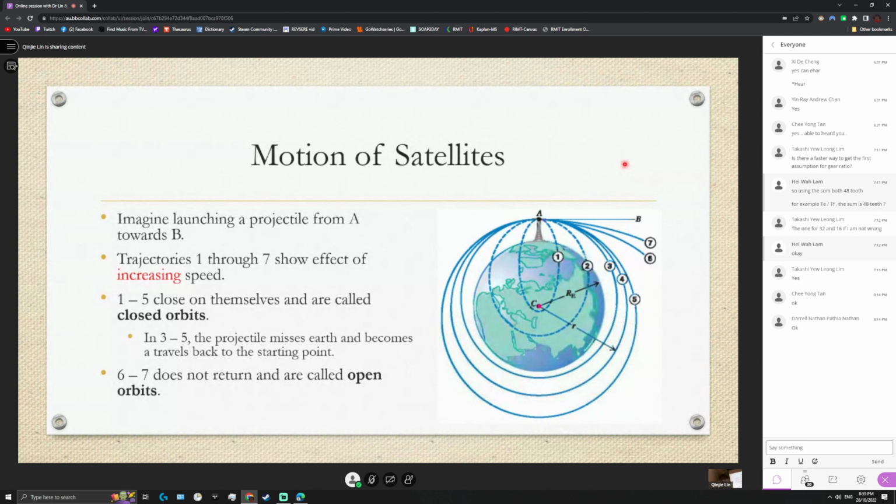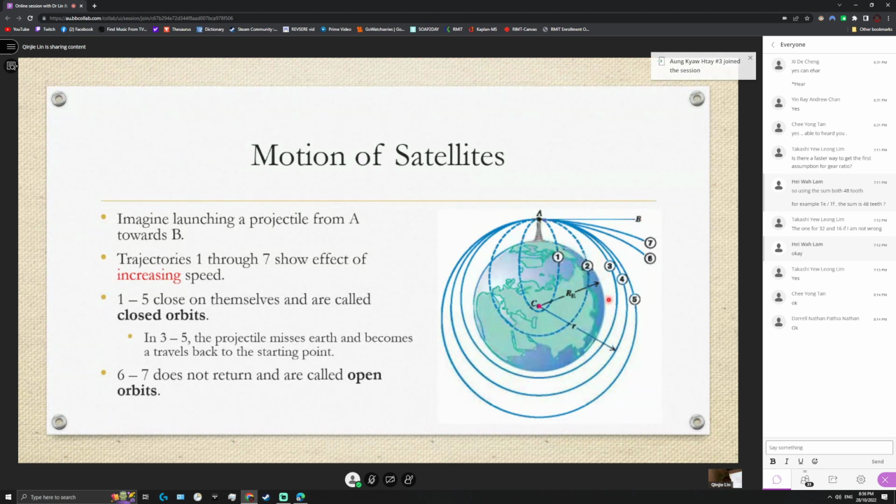Okay, so now we come to the motion of satellites. How do satellites move? We keep launching a lot of artificial satellites around Earth, and they go around Earth. So this is how it works. Imagine launching a projectile from A towards B. A is here. This is of course a simplified version. If you have a tower this tall, it will be crazy, of course it cannot be so tall. So if you launch something from here, you launch it straight, like this, towards B.